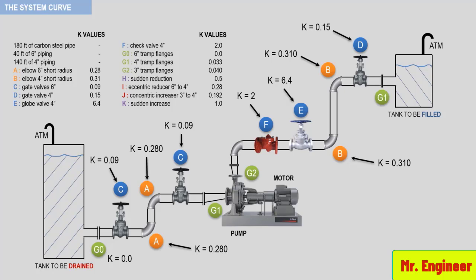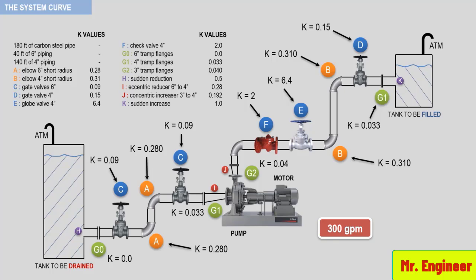The 4-inch tramp flanges have a K value of 0.033. The 3-inch flange has a K value of 0.04. The sudden reduction has a K value of 0.5. The 6 to 4-inch eccentric reducer has a K value of 0.28. The 3 to 4-inch concentric increaser has a K value of 0.192. The sudden increase has a K value of 1. The required flow in this example is 300 gallons per minute.